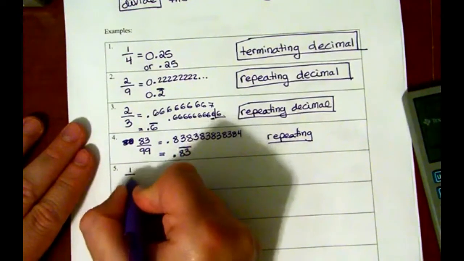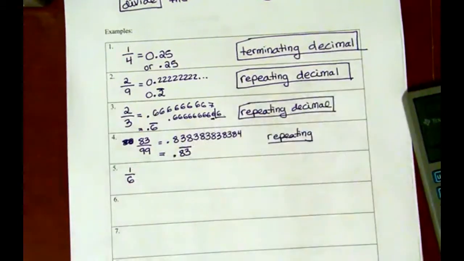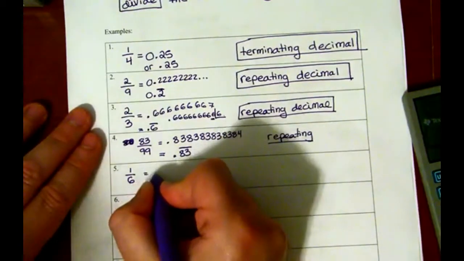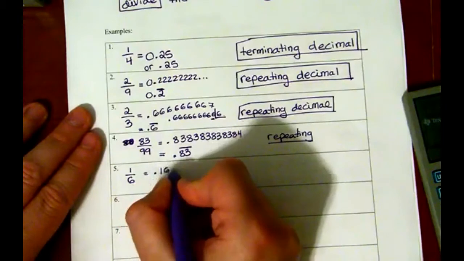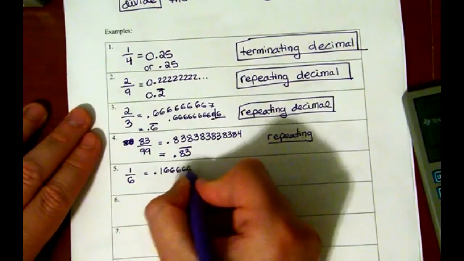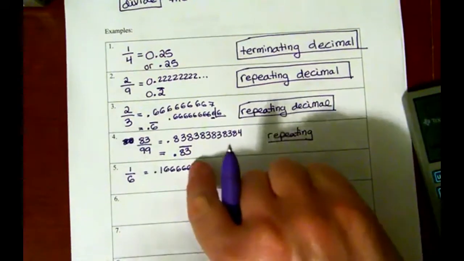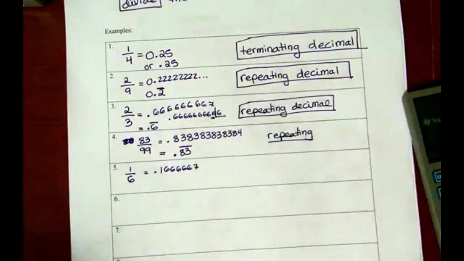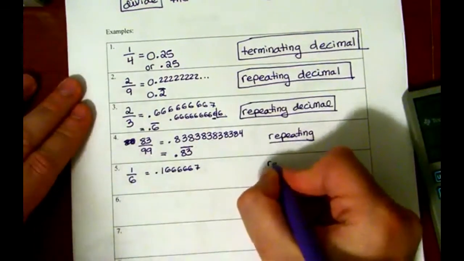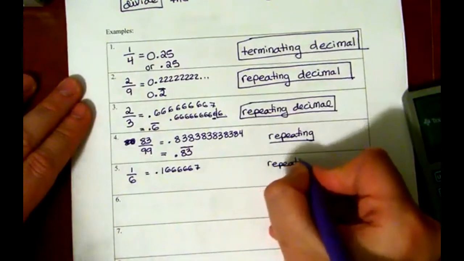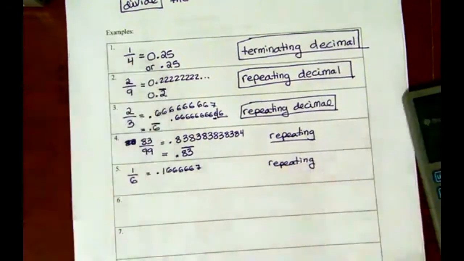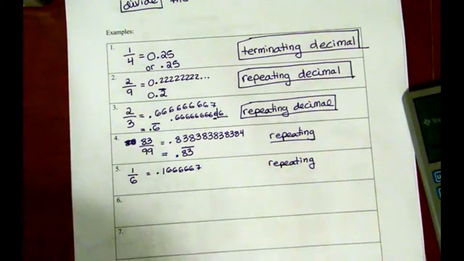Next one, 1/6. Take a moment, go to your calculator, get a decimal. It should give you 0.1666667 or something sort of like that. Again, remember the 7 doesn't count. That comes from doing some rounding. Is this terminating or is it repeating? Sure looks repeating to me. And how can you write this?